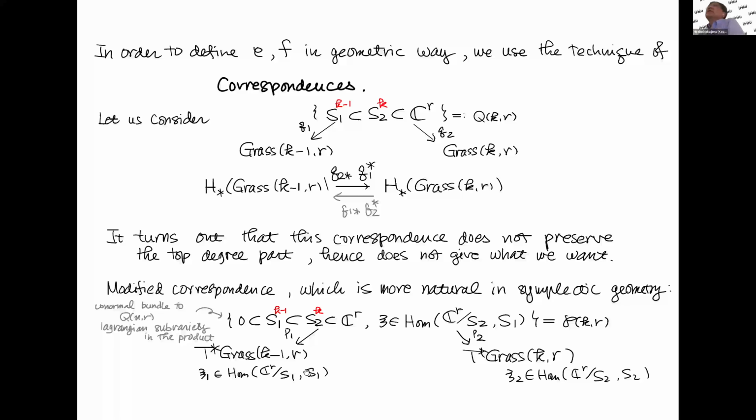So I have a natural map from this intermediate space to the cotangent bundle of the Grassmannian. And in fact, this is a natural construction in symplectic geometry. If you consider a submanifold in the product of Grassmannians, then you can naturally define a Lagrangian submanifold in the product of cotangent bundles of the Grassmannians. This Lagrangian subvariety is the conormal bundle. And concretely, this is given by just this construction.